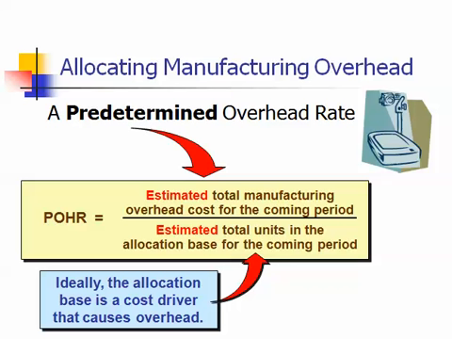So again, our predetermined overhead rate is determined before the year begins based on estimated total manufacturing overhead cost divided by some estimated activity level for the coming period. And again, ideally, the allocation base or cost driver is something that drives our overhead, that's causing us to incur the overhead that we're going to use to produce our level of output.